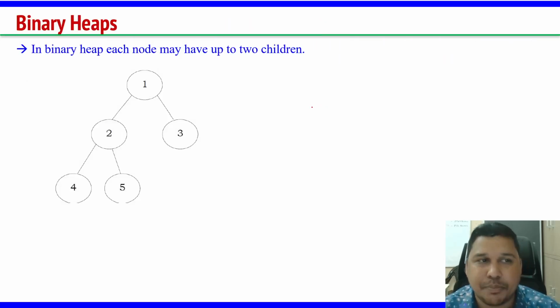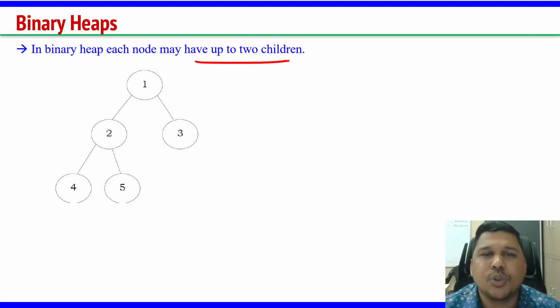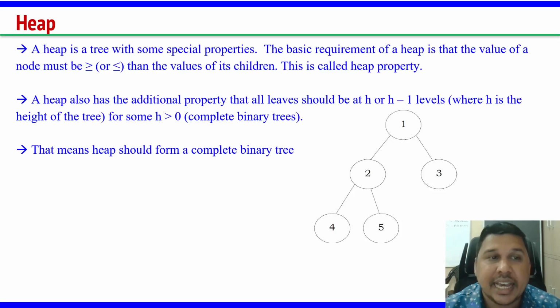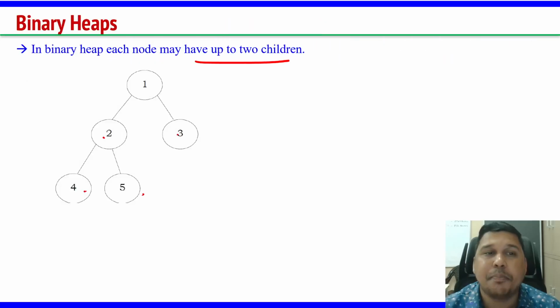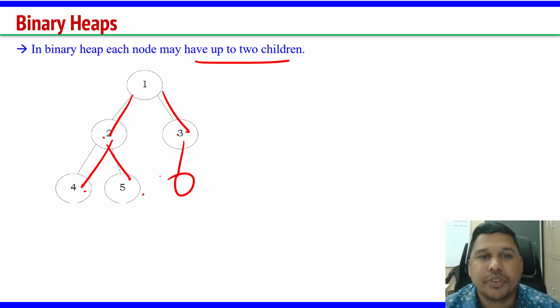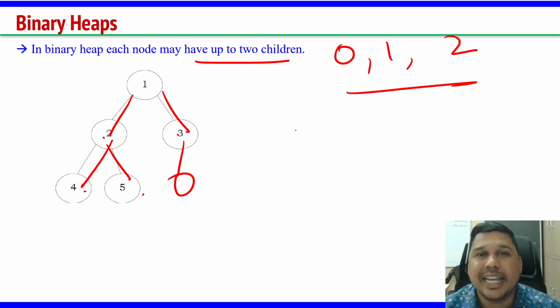Next we have binary heaps. The rule is every node can have maximum up to 2 children. Binary heap follows binary tree logic, the same thing: you see 1, then 2, 3, then 4, 5. So we can have maximum up to 2 children, whereas a general heap can have multiple children. A binary heap should have only up to 2 children. So 2 like this, then 2, then only 1, that is possible. It can have 0, 1 or 2 children, but it should follow the property of heap.